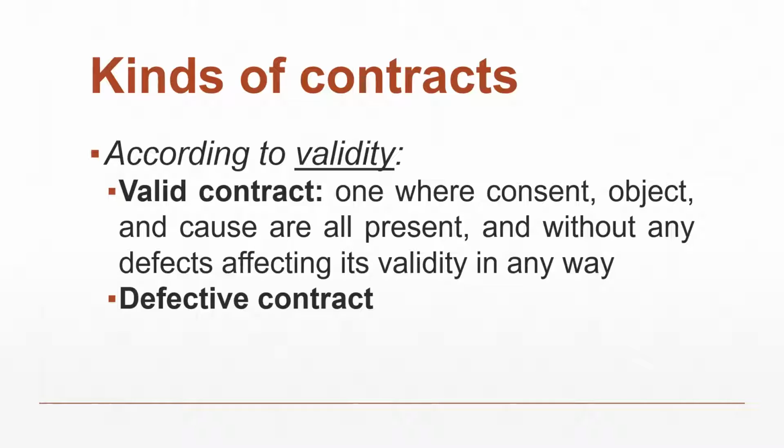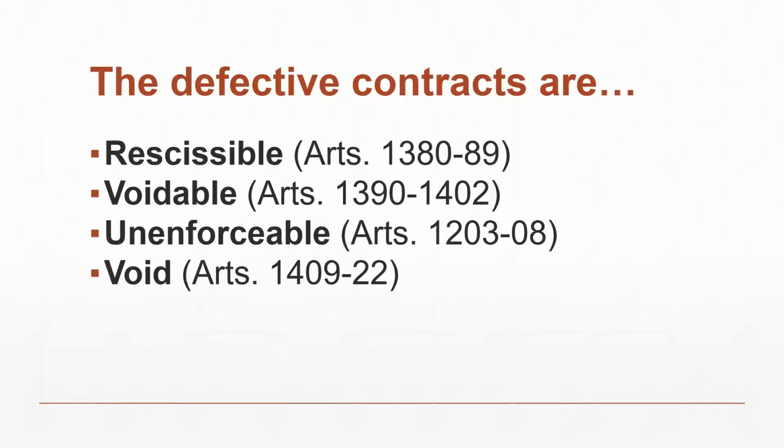On the other hand, we also have defective contracts. So yan ang pag-uusapan natin dito sa session na ito. Now, there are 4 kinds of defective contracts. We have rescissible contracts, we have voidable contracts, we have unenforceable contracts, and we have void contracts.